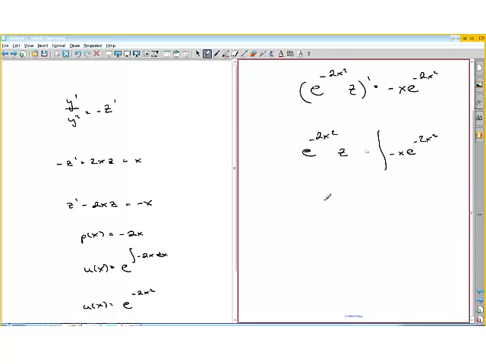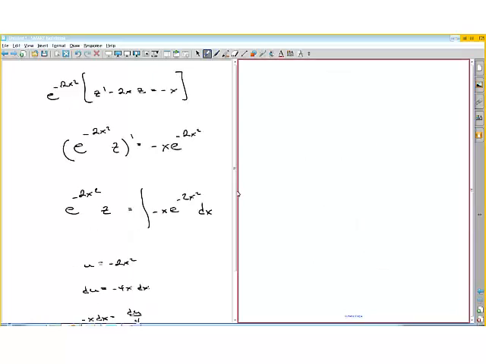So I have to use u substitution in this right-hand side. So I'm going to say u, not u of x, but just u. u is equal to negative 2x squared, the exponent. So du becomes negative 4x dx. And what I need, I forgot a dx here, what I've got is negative x dx. So negative x dx is just equal to du divided by 4. If I divide both sides by 4, I get negative x dx.